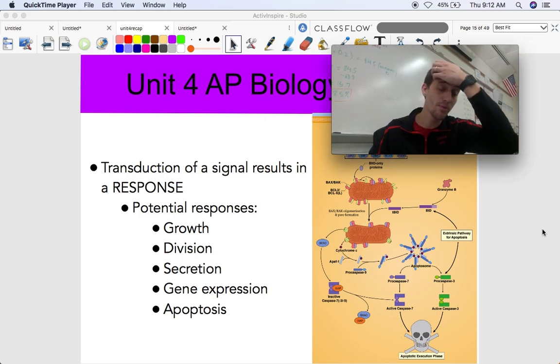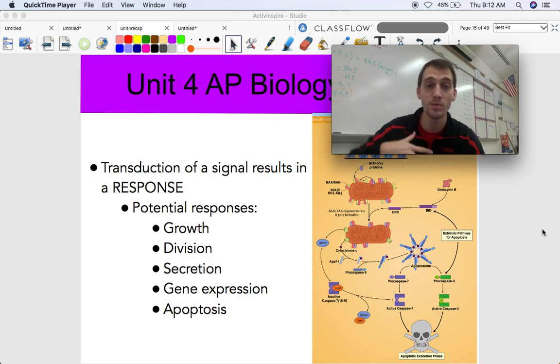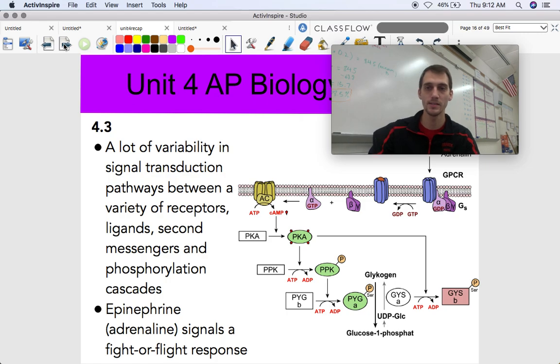But step 3 here, again, transduction of a signal results in a response. And here are possible responses. The cell could grow, it could divide, it could secrete something, produce a protein and send it out. Gene expression, it could activate or make another protein, or a secretion could be the release of a lipid, whatever. And then apoptosis, which is programmed cell death, like your contract at this company is terminated. Those are all the different responses that a cell could produce from a signal.